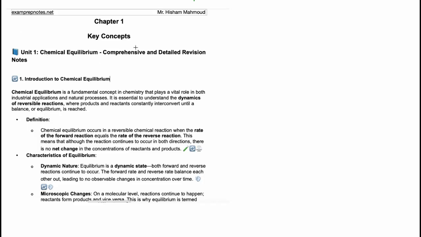Chemical equilibrium is a fundamental concept in chemistry that plays a vital role in both industrial applications and natural processes. It's essential to understand the dynamics of reversible reactions. A reversible reaction is a reaction which goes in both directions. It can form reactants from products, or it can change reactants into products. So it can go in both directions.